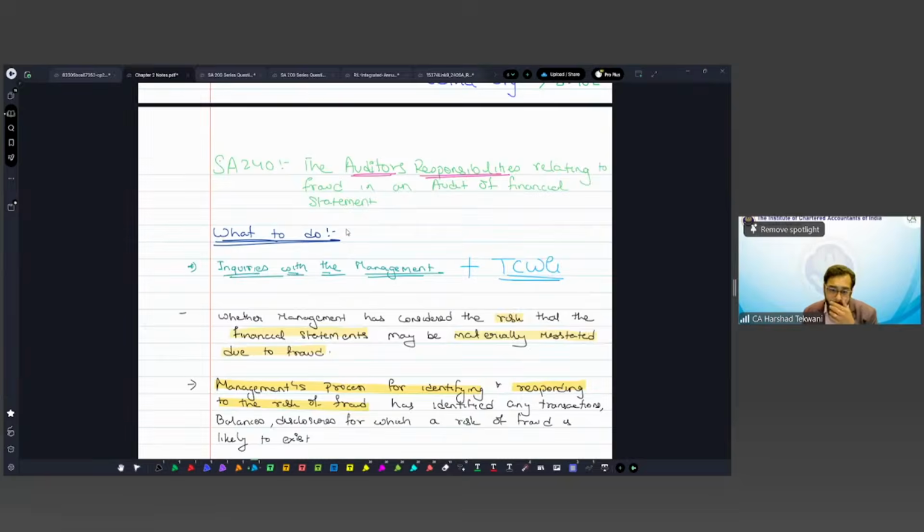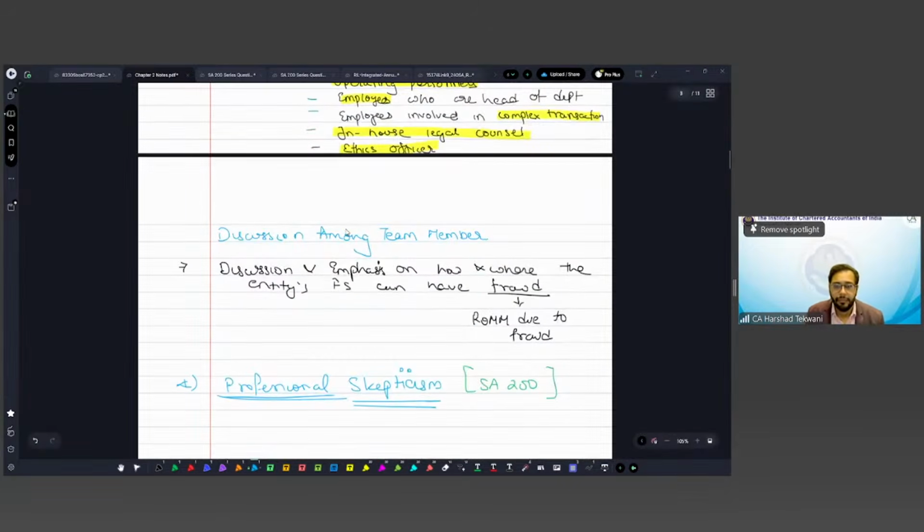Sir, can you get the written representation from the management and those charged with governance related to fraud? Yes, as per SA 580, that is there, but that will be part of your supportive audit evidence. But I'm talking about planning. What will you do in the planning?